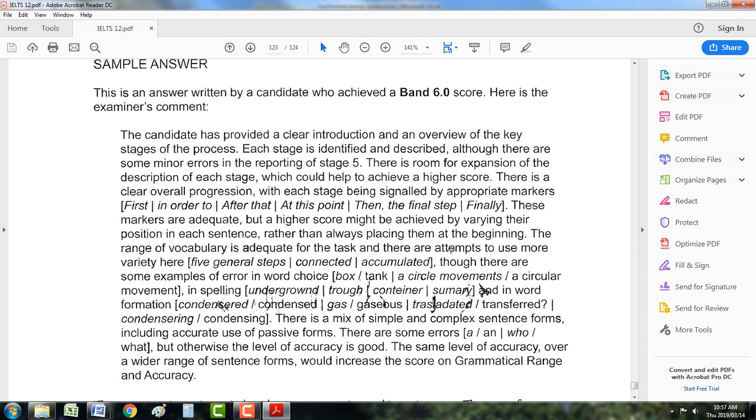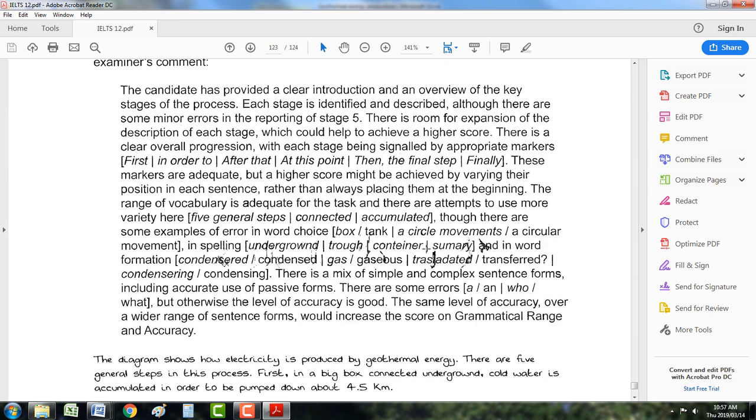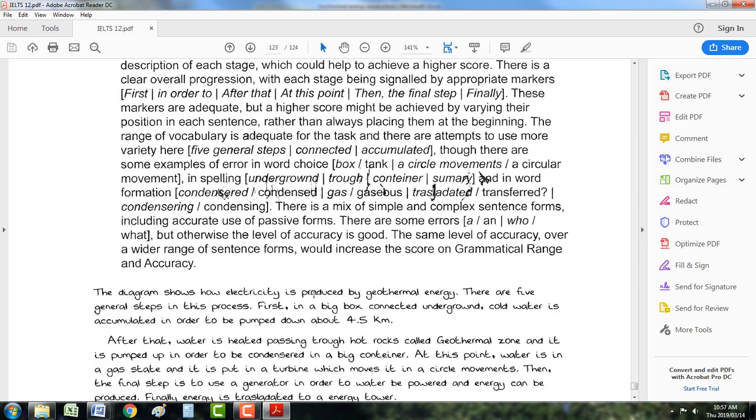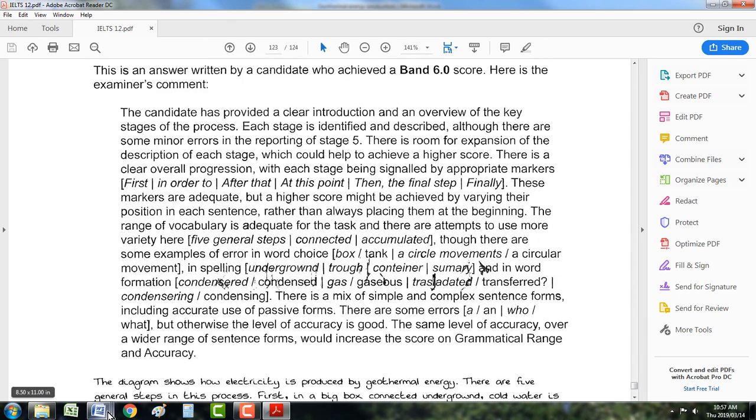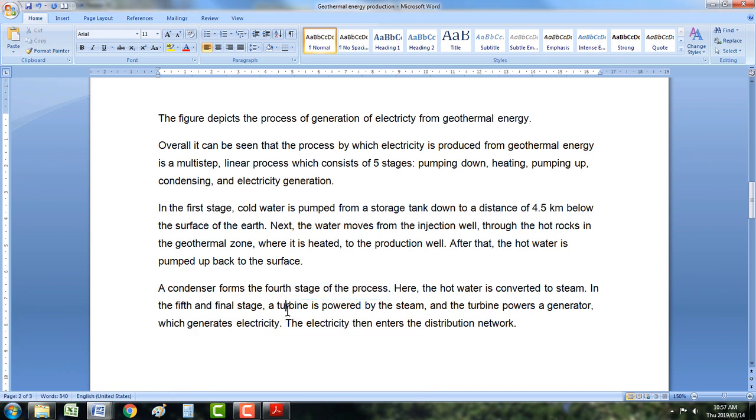The range of vocabulary is adequate. That's fine. Vocabulary is the vocabulary. Some spelling mistakes, that's not forgivable. I can understand a couple of these, but really you should know through is not true. Don't make these easy spelling mistakes. Word formation, yes, a couple of errors. That's changing between nouns and adjectives. Mix of simple and complex, accurate use of passive. So he mentions the passive for the process. Some errors, otherwise fine. All right, good. Take a look at that if you want, but you can see the examiner mentioned all of the things that I focused on in this essay.